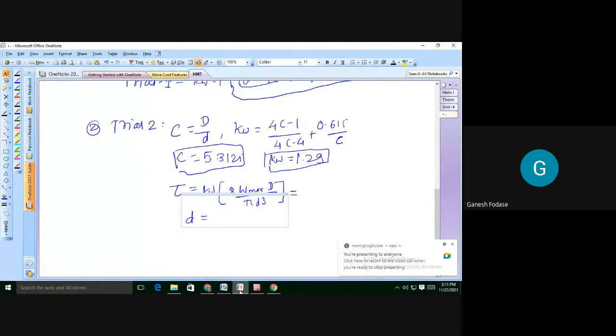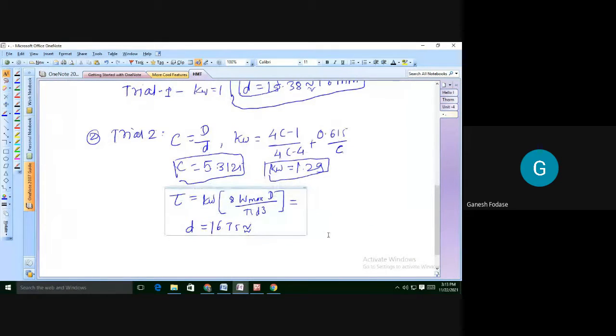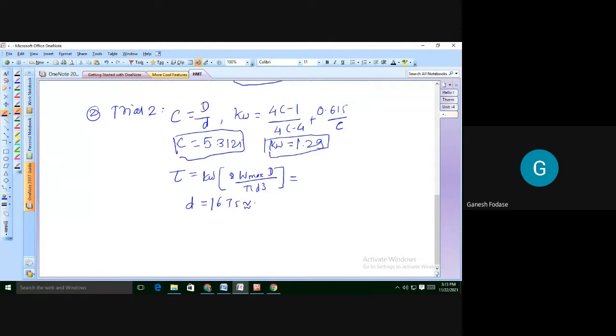It is 16.75. So how much can we take now? Tell me. You have some standard dimensions given to you. 16.75 is your actual answer. Approximately we can take it equal to the nearer one. What will be the value? Check the dimensions given to you. Standard diameters are given. Out of this, you have to select. So this one is 17 mm, nearer to 16.75. Therefore, we can write here, it is equal to 17 mm. This is value of d. So your first answer is d equal to 17 mm.